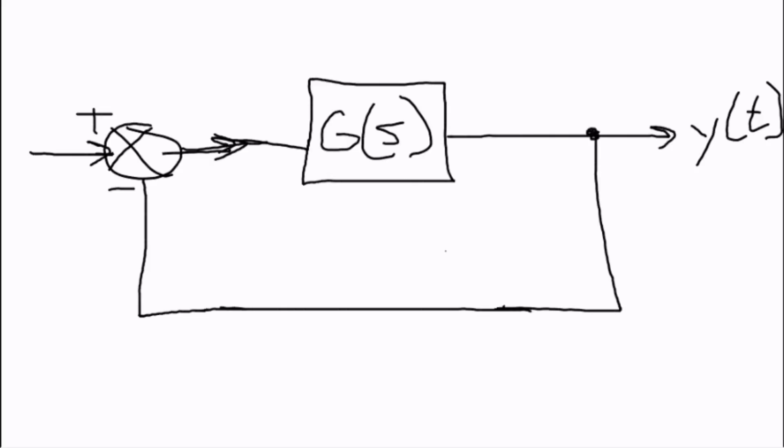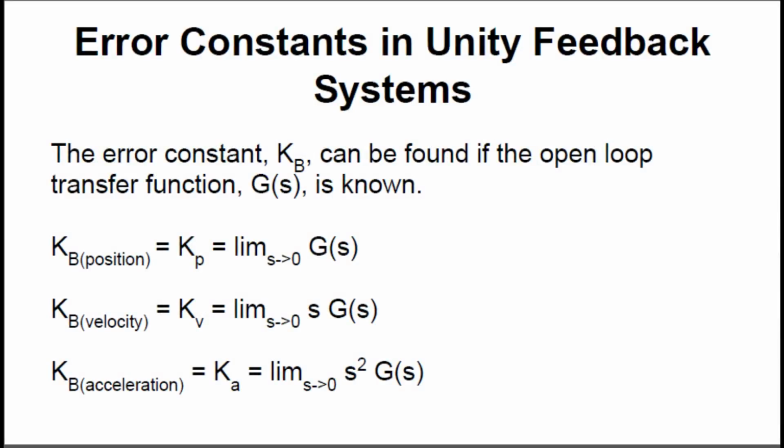All right, let's go back now to our slides and look at the error constants in unity feedback systems. The error constant, K sub B, can be found if the open loop transfer function G of S is known. And here we have the 3 equations for the error constant. The first one is for the position value, the second one is for the velocity value, and the third one is for acceleration.